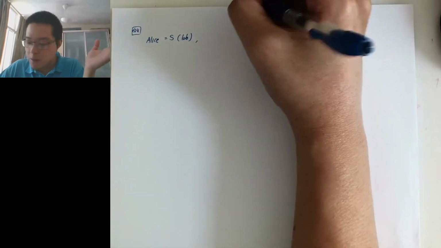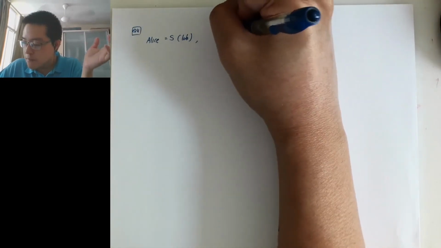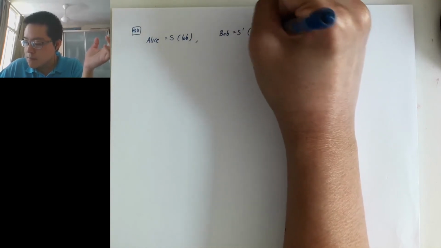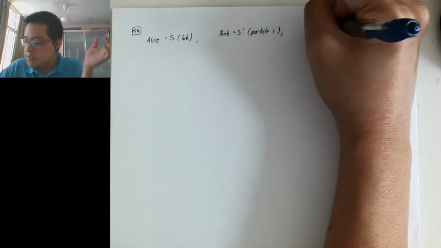Then 2 more particles. One of them shall be Bob, this is particle 1, and then the point P is particle 2.